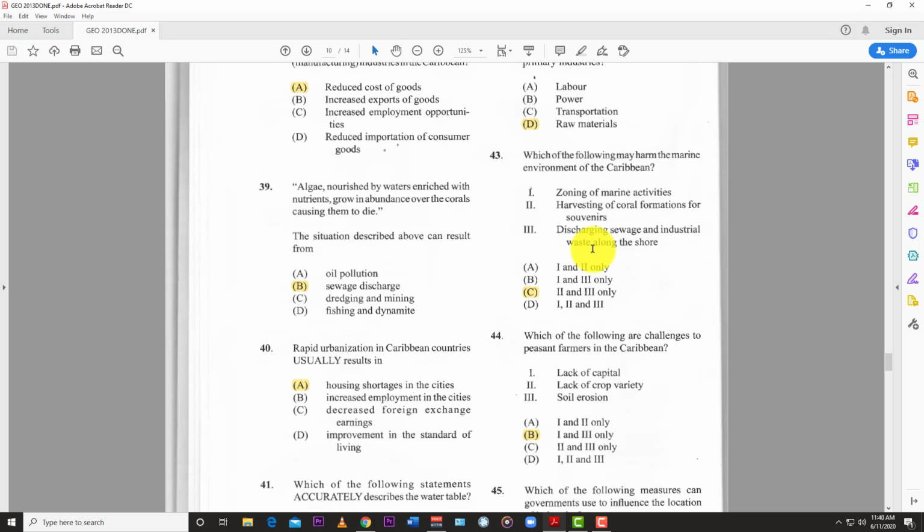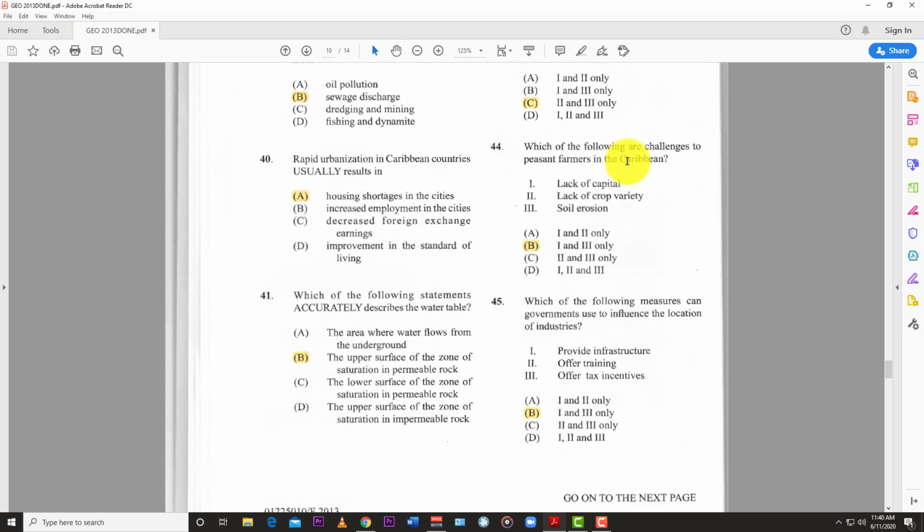All right, 43, which of the following may harm the marine environment of the Caribbean? And you have some options: zoning of marine activities, harvesting of coral formation for souvenirs, of course, discharging sewage and industrial waste along the shore. And of course the best answers are 2 and 3, which is C, harvesting coral for souvenirs and discharging sewage and industrial waste along the shore.